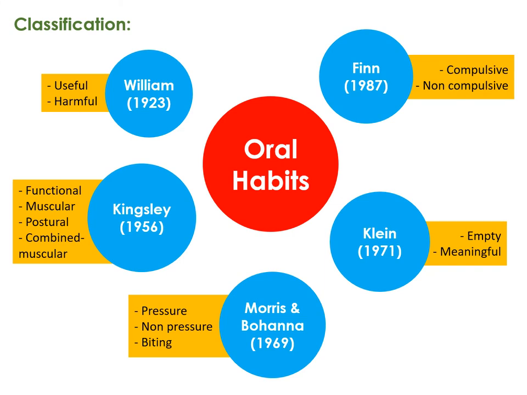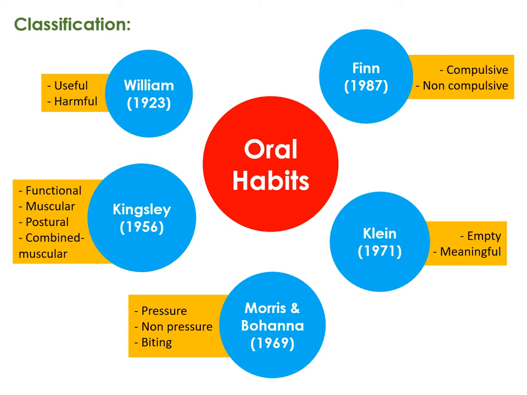So how are oral habits classified? There are several classifications to this. It was William in 1923 who classified oral habits as either useful or harmful. Useful habits are something which are an extension of a normal physiological function, whereas harmful habits are those which have an adverse effect on the teeth or the supporting structures of the teeth.